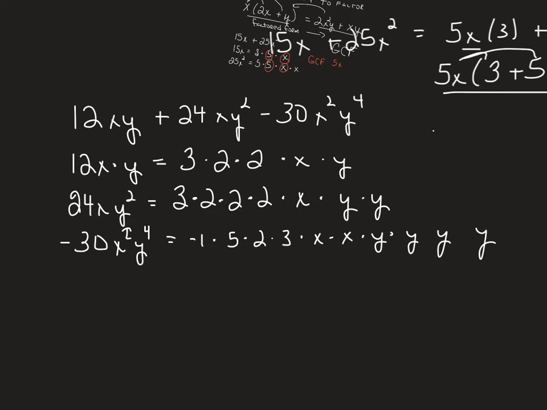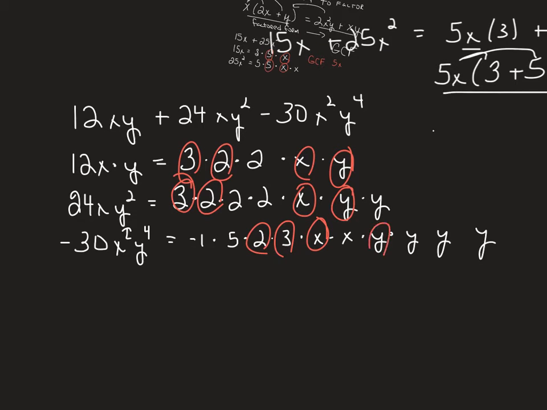Now, if we're looking for what's common to all three of those terms, each one of them has a 3, and each one has a 2. Each one has an x, and each one has a y. So the greatest common factor is 2 times 3 times x times y. So the greatest common factor is 6xy. It's possible you could look right at that and see immediately that that's the greatest common factor, and that's great if you can do that, but if not, we can always easily find it.